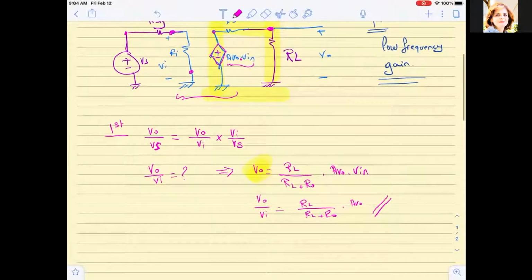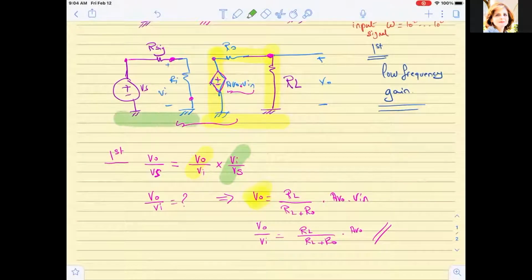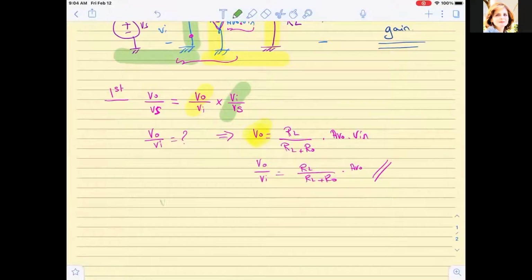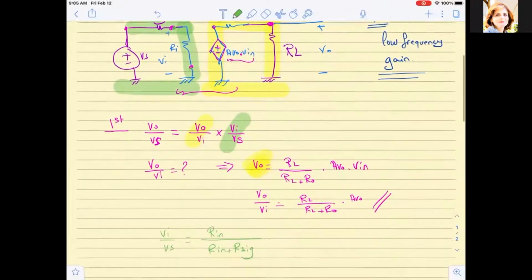Now, the second step that I want to solve for, so first I solve for VO over Vn. Second step, I need to solve for Vn over Vs. And to solve for Vn over Vs, I see that it is very clear for me here. I can use this voltage divider network here, and I can find Vn over Vs, and Vn over Vs is going to be equal to Rn over Rn plus R sig. So it's a simple voltage divider network.